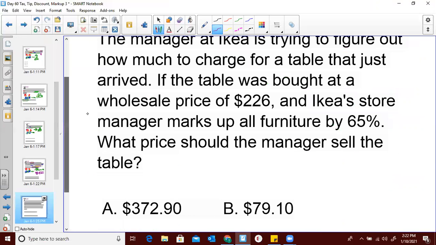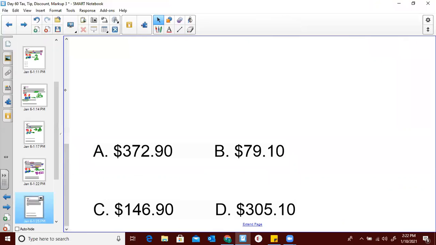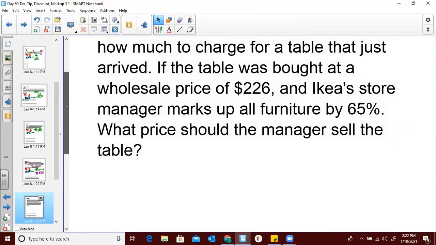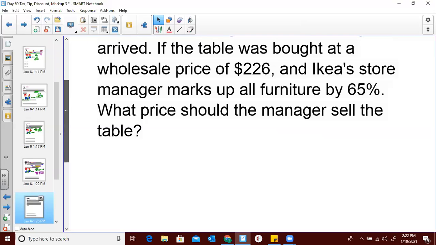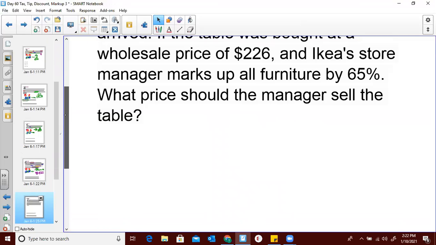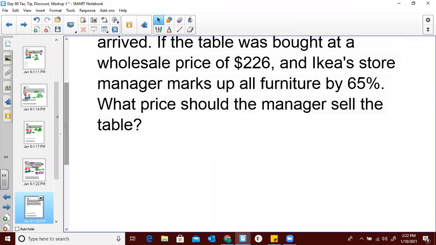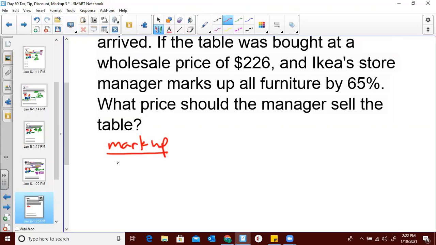All right, so the manager at an IKEA. A manager at IKEA is trying to figure out how much to charge for a table that just arrived. If the table was bought at a wholesale price for $226 and IKEA's store manager marks up the furniture by 65%, what price should the manager sell the table? All right, pretty obvious, we're looking for a markup, and this is going to be over our total, and that's always equal to percent over 100.